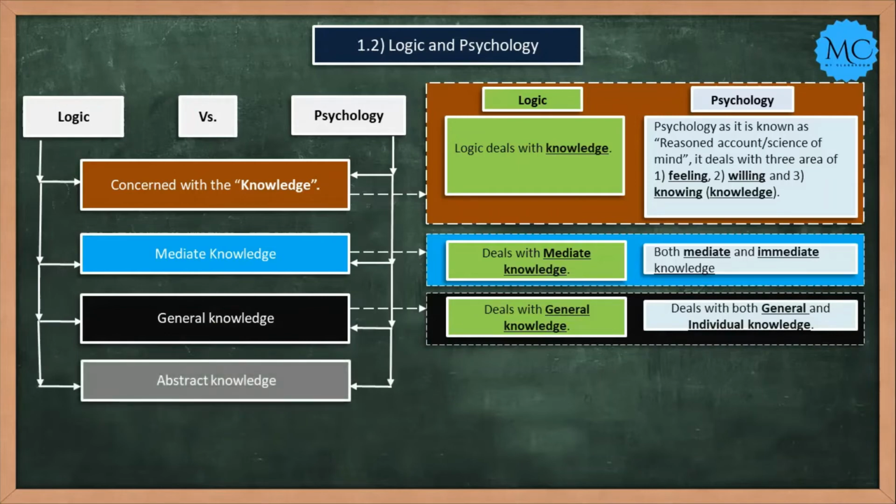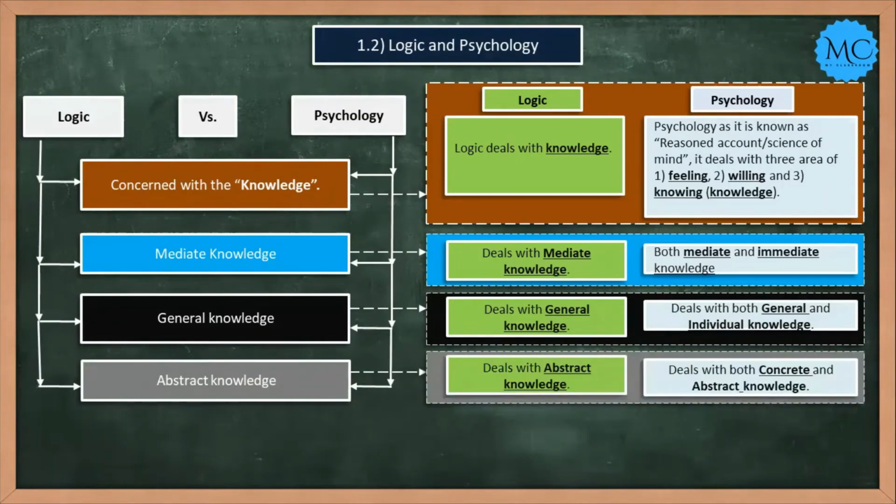Now, logic and psychology, they deal with abstract knowledge. Let us see what it is. Logic deals with abstract knowledge, and psychology deals with both concrete and abstract knowledge. What do I mean by concrete knowledge? Concrete knowledge is the knowledge you know is true. Logic deals with only abstract knowledge, like things which are not clear to you, or things which you have never perceived in your life. That is the area of logic.